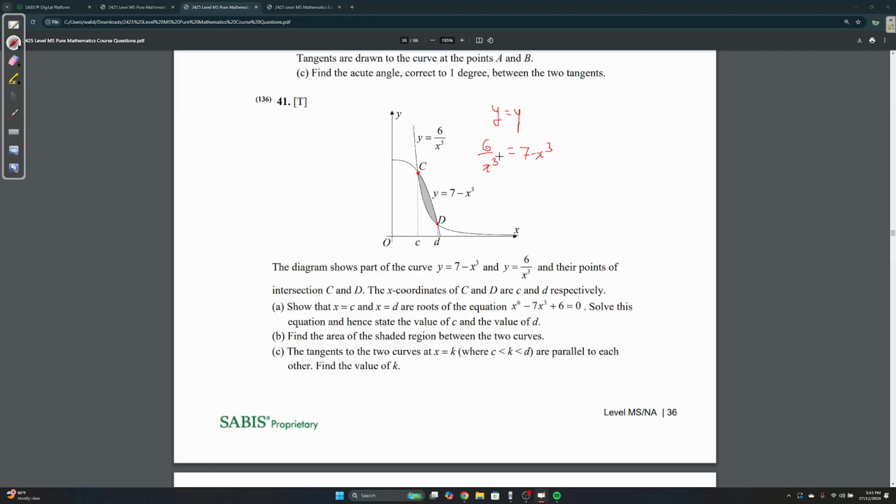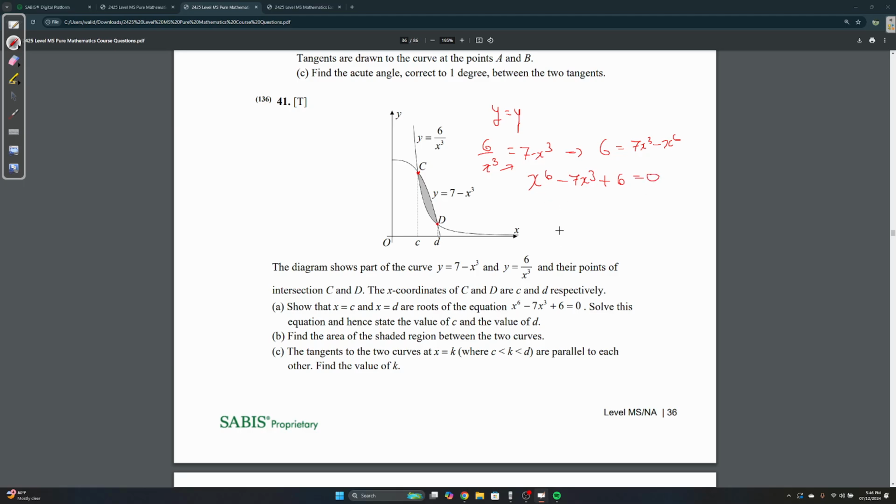Before taking everything to one side, I don't like this x cubed in the denominator. For that reason, I'm going to cross multiply, and I'm going to get 6 is equal to 7x cubed minus x to the power of 6. And let's take everything to the left because I don't want to keep this minus x to the power of 6 negative. It's my highest term, and I hate working when the highest term is negative. So I'm going to take everything to the left, and we're going to get x to the power of 6 minus 7x cubed plus 6 is equal to 0.